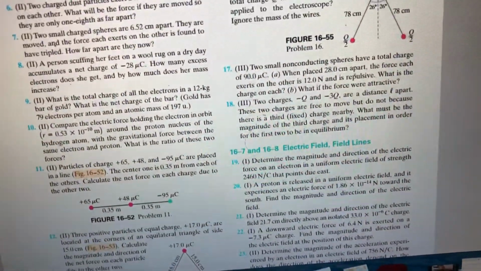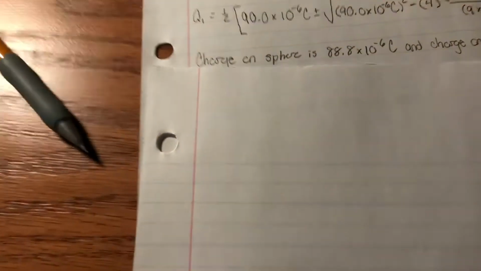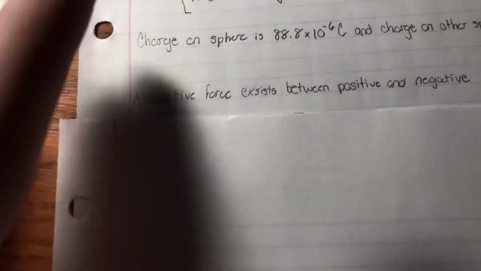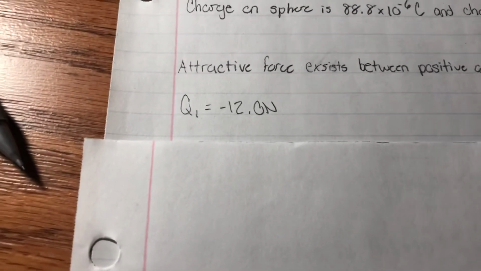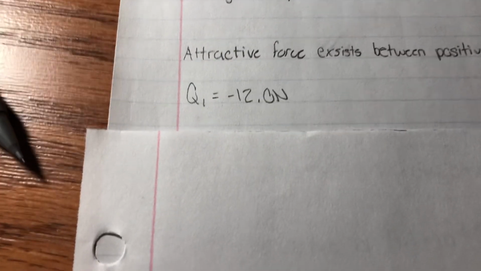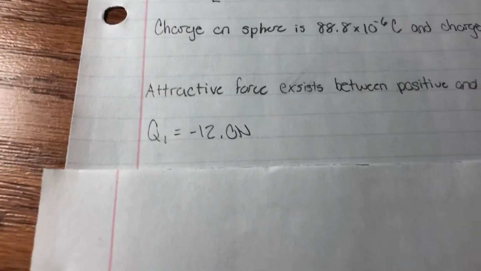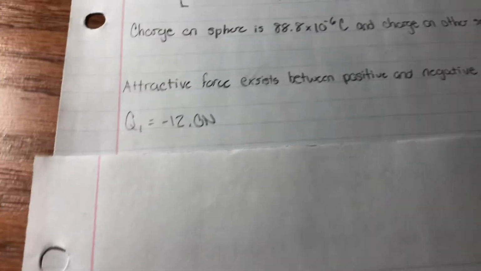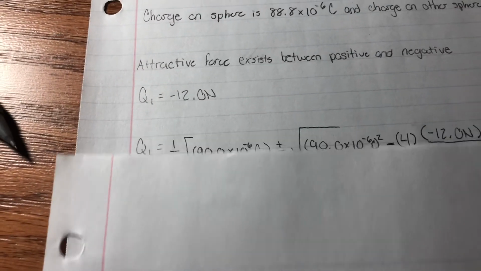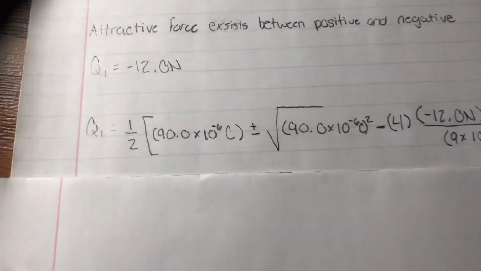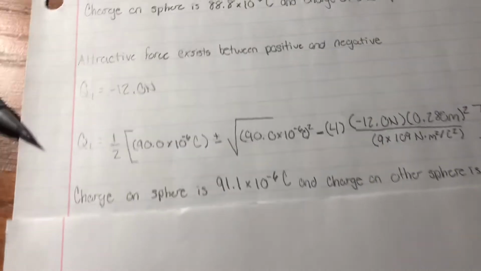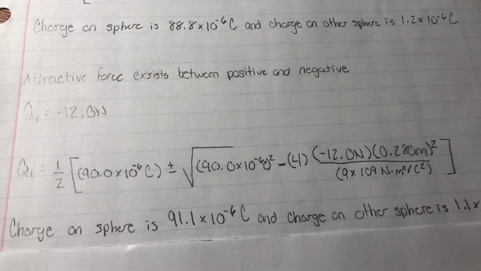The problem then asks what would happen if the force were attractive. To do this, you will substitute a negative 12.0 newtons for F, because an attractive force only exists between positive and negative charges. We will then again substitute our numbers into our quadratic formula and receive this equation.